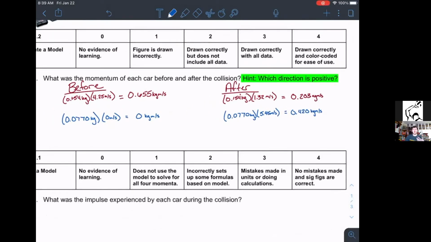Remember that we're going to say that all of these are going in the same direction, the positive direction. You could say they're all going in the negative direction if you wanted to. That's just up to you. It really does not affect your information.